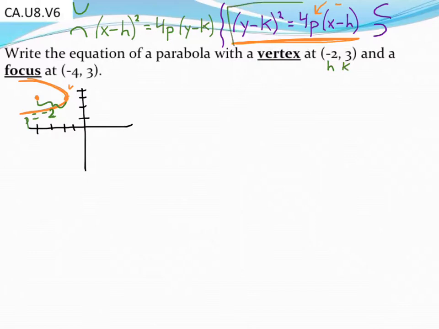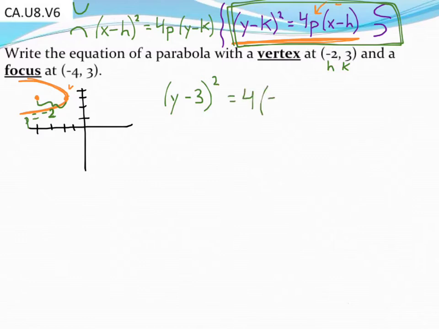So I'm choosing this model to use since I have a sideways opening parabola. So plugging in the values I need, I've got y. The k value is 3. In the parentheses I'll have -3. Those will change signs. Squared is equal to 4, that's just part of the equation. The p-value we saw from looking at the graph is a -2. And then finally I have x minus the h value. That h value is -2, and so in the parentheses I'll have a +2.